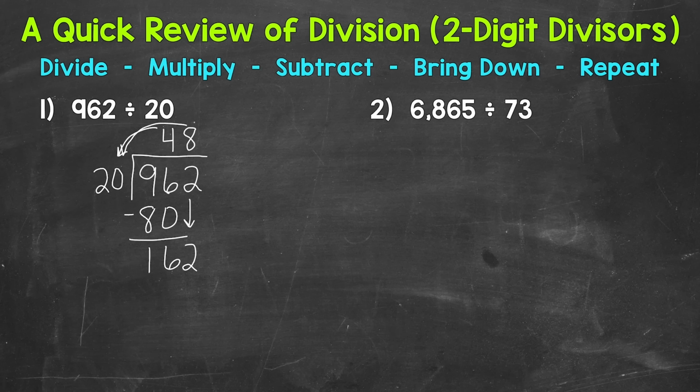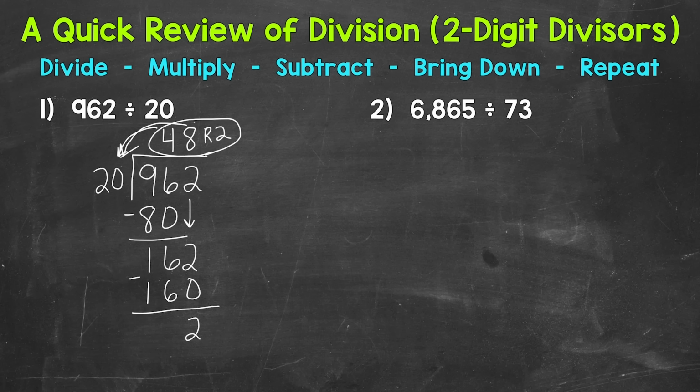Then we come around and multiply. So 8 times 20 is 160. Subtract. 2 minus 0 is 2. 6 minus 6 is 0. And 1 minus 1 is 0. So we have 2. Now after subtracting, we bring down. But we don't have anything to bring down. We went all the way over to the ones place. So that 2 is going to be our remainder. So 48, remainder 2 is our answer.